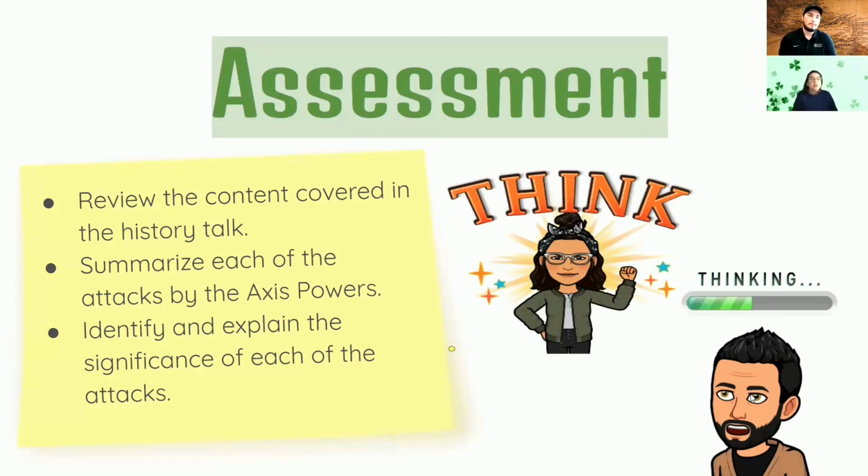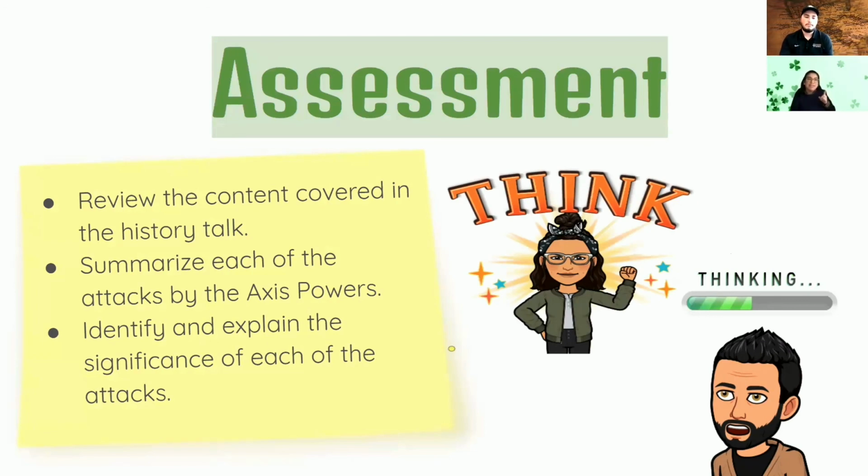For today's assessment, we want you guys to do a few things. The first thing is review the content that we covered in the History Talk. You can go back and rewatch this video or any of the videos that were linked in it. And what you're going to do is summarize each of the attacks by the Axis powers. We want you guys to identify and explain the significance of each of the attacks.